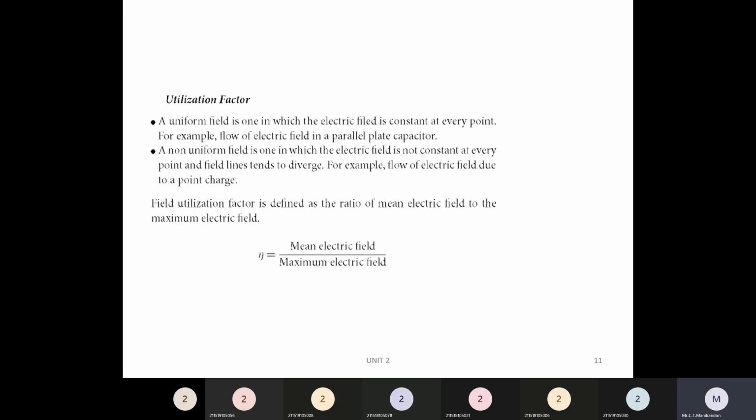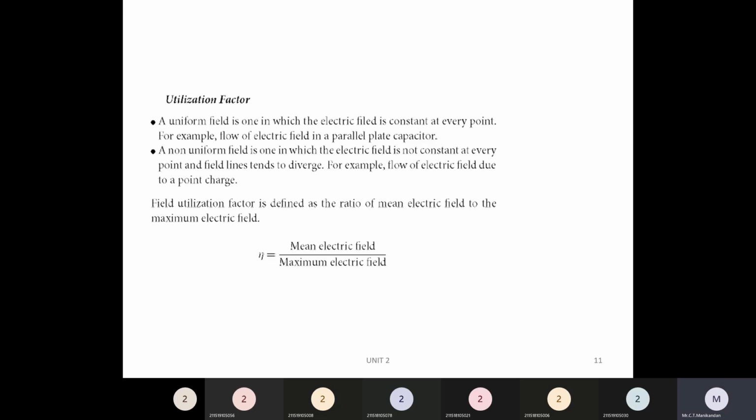The next one we have is the utilization factor. This is an easy concept. The utilization factor, or what we call the field utilization factor, is the ratio of mean electric field to maximum electric field. So if you want to find the electric field ratio, the utilization factor, we can go for this one: what is the average electric field determined by the maximum electric field obtained on that material?